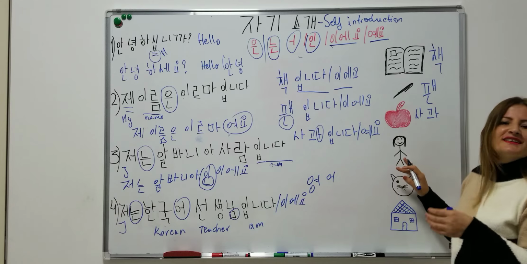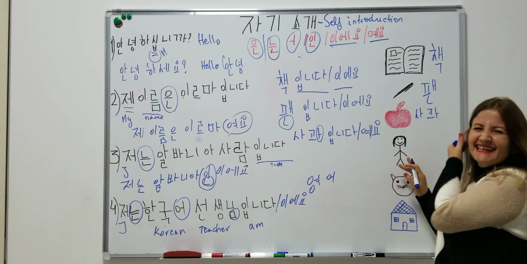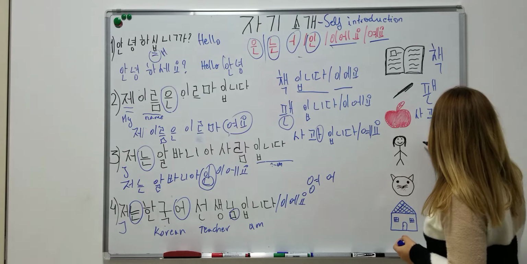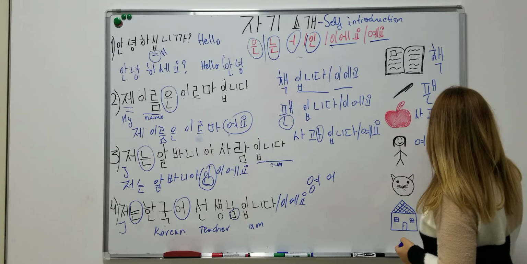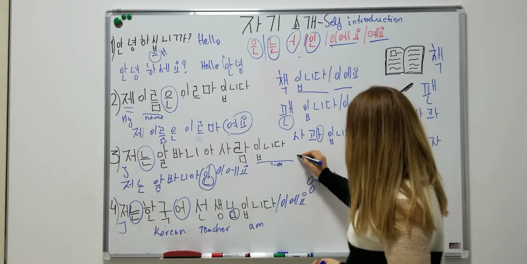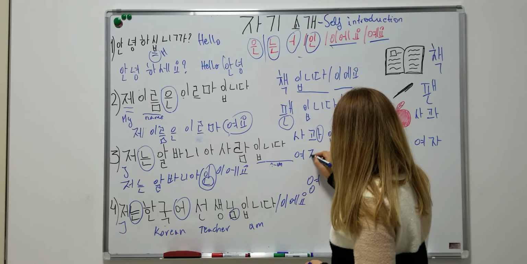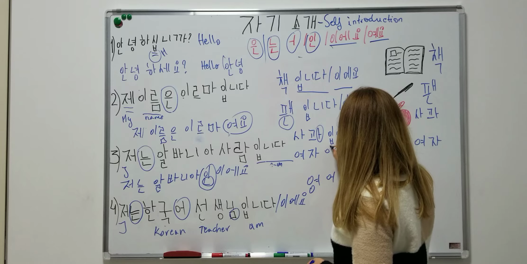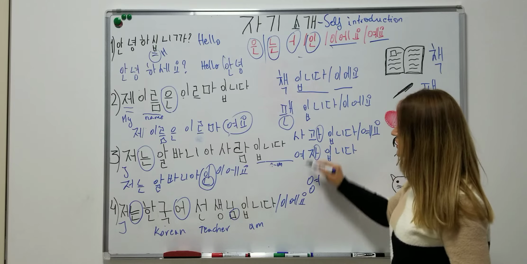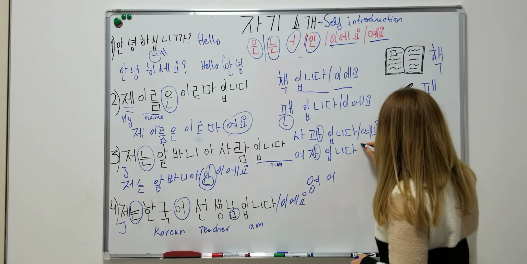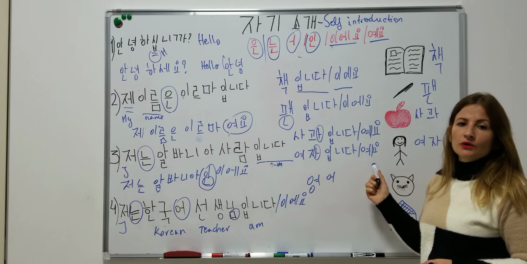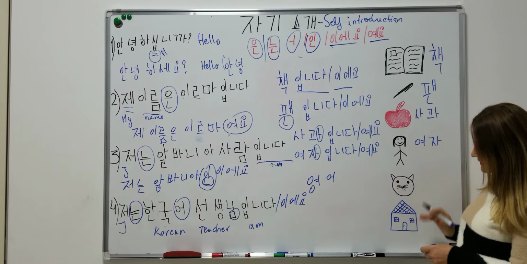Okay. This is a girl. 여자. Okay, we will say 여자. So, 여자입니다. Or, since 여자 ends in a vowel, 여자예요. 여자예요.